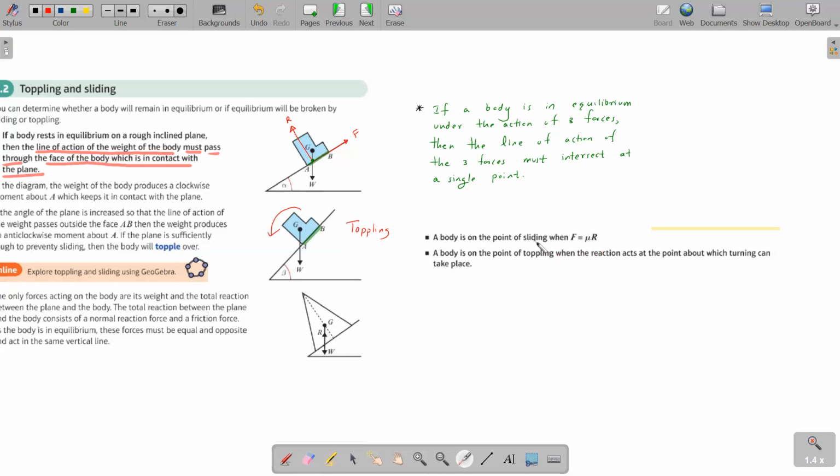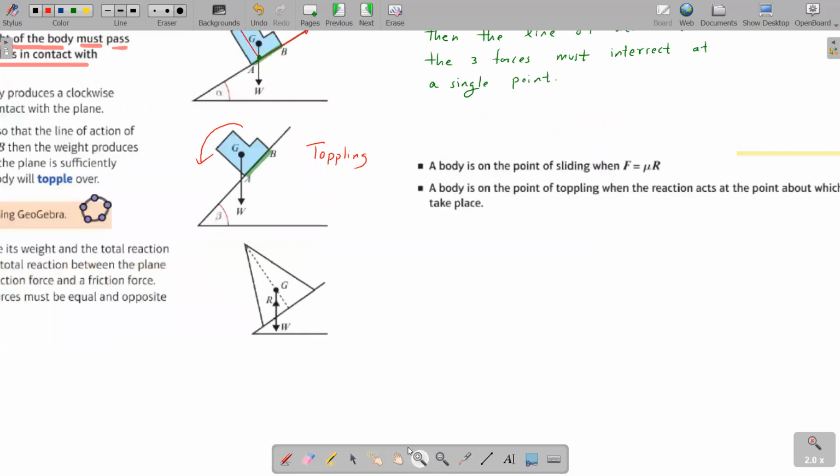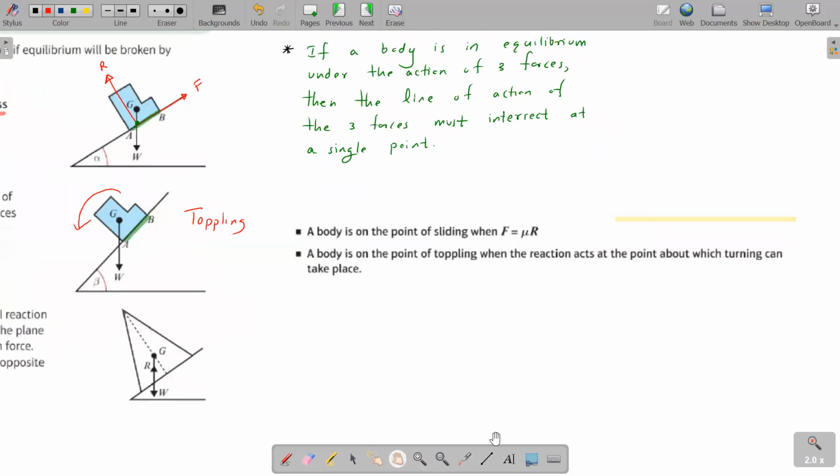Let's go through these with examples so that you can understand better. But right now, let's just go through the conditions, and you will understand this a lot better when we go through examples. And then this one: the body is on the point of toppling when the reaction acts at the point about which turning can take place. Guys, do you understand that statement? If you look at this particular body, where can turning take place? Turning takes place at the end A or at the end B. You need to decide that.